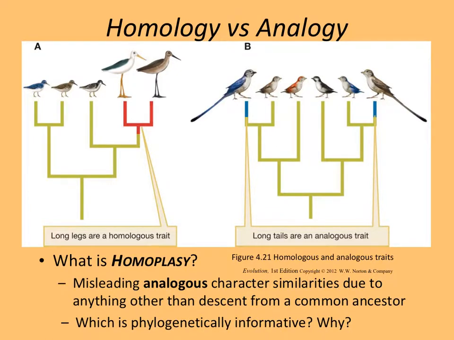Differences between homology and analogy. So you can also have a situation where it looks like you have two species that are similar from descent, but they're not. For example, these two bird species, they're actually on completely different branches of these trees. But in the environments that they're in, long tails are favored.